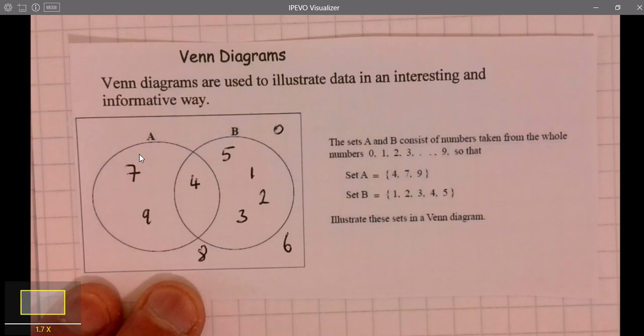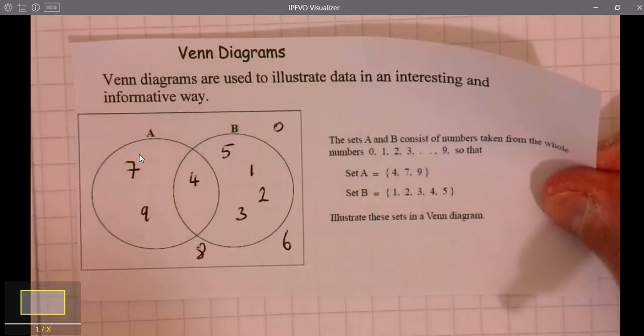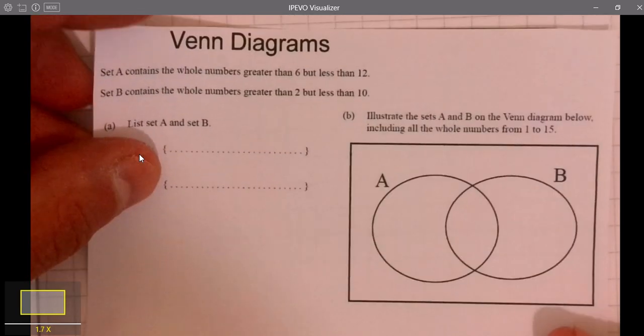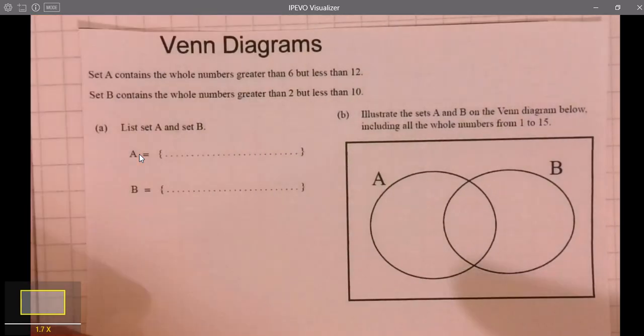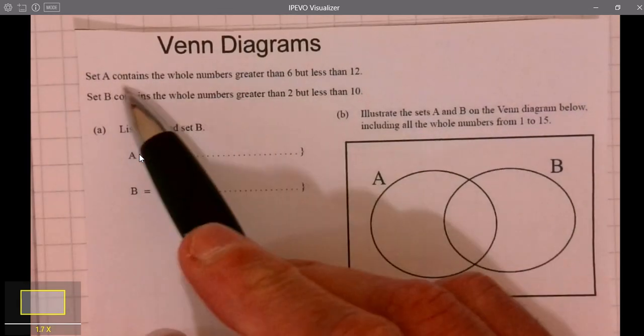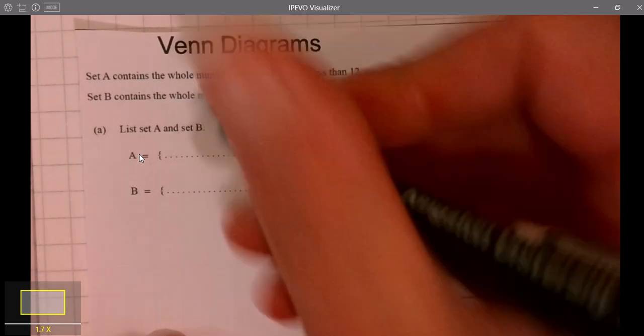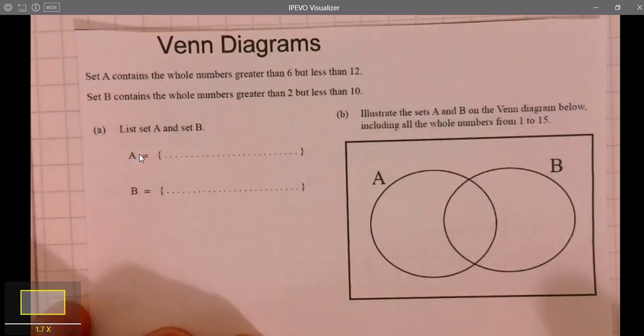All right. So what I suggest that you do is have a look at our second one. I would suggest that you just pause it and quickly try and fill it in yourself. The same sort of idea. So this time it's numbers. Set A contains the whole numbers greater than 6 but less than 12. So okay, make sure that you just try and fill this in yourself first.